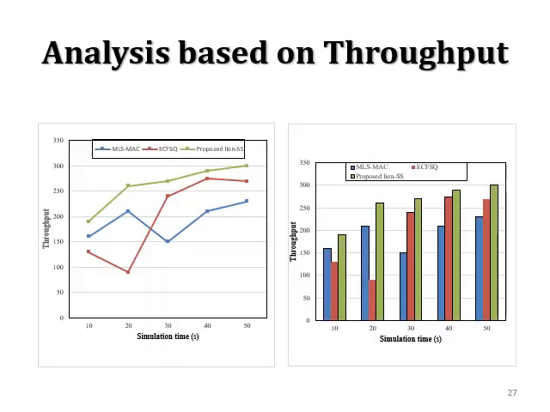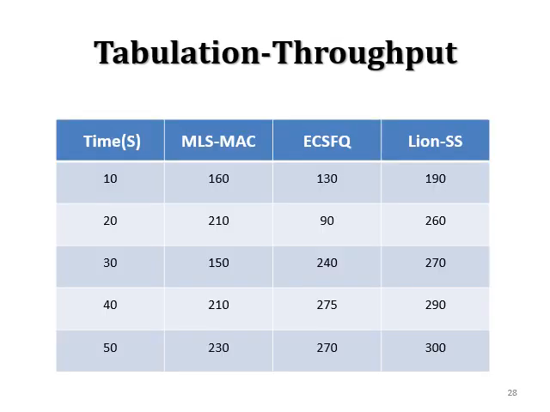And this is the analysis for the throughput. Compared to the other two, throughput is also high for the proposed line SS system. From the table column, we can see for MLS the throughput is 230 and ECSFQ is 270, and for line SS it is 300, so the line SS is highest.